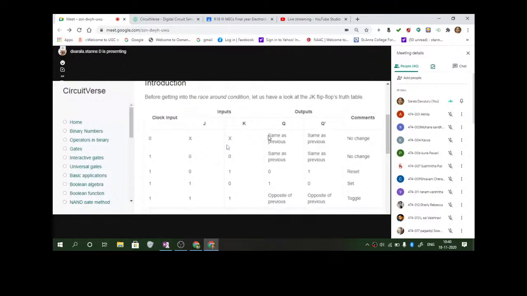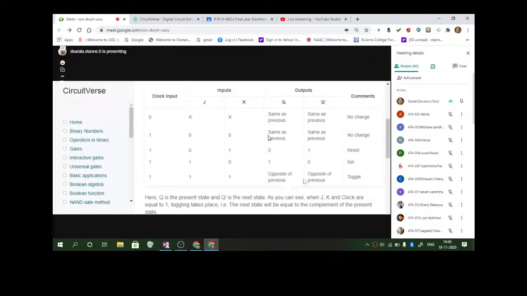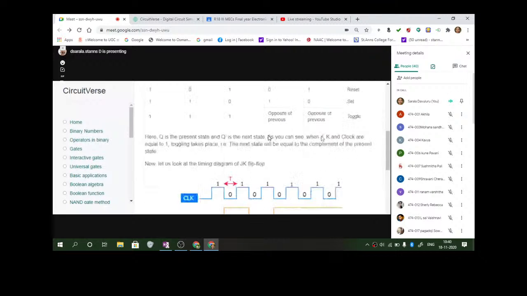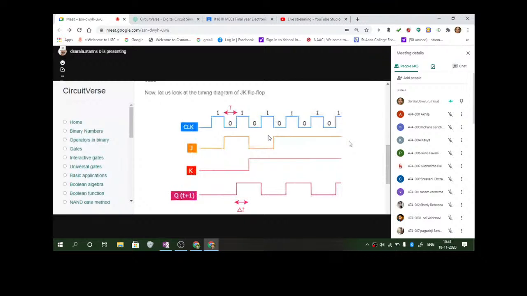You have already seen: 0, 1 same as the previous, opposite of the previous, and it is toggling. So now how do we see this? Look at the timing diagrams. This is a clock that you are giving. This is a transition from 1 to 0. This is a transition from 0 to 1. And how much time period do you have here? The total time period is T, but for half of the period it is off, and for half of it, T by 2 seconds, it is on.